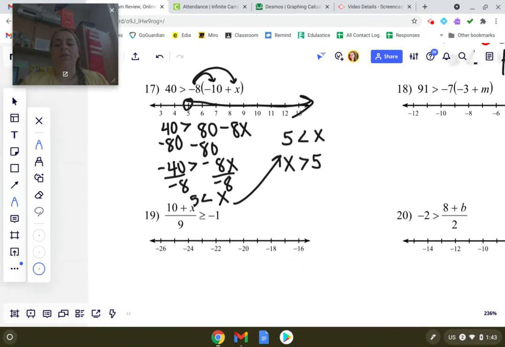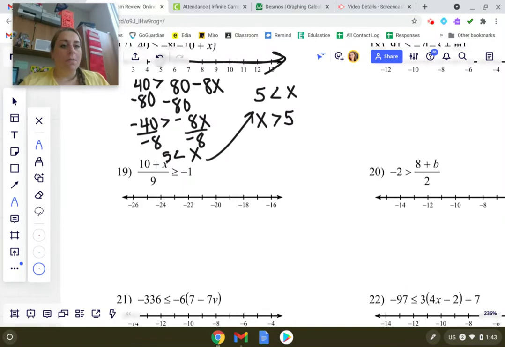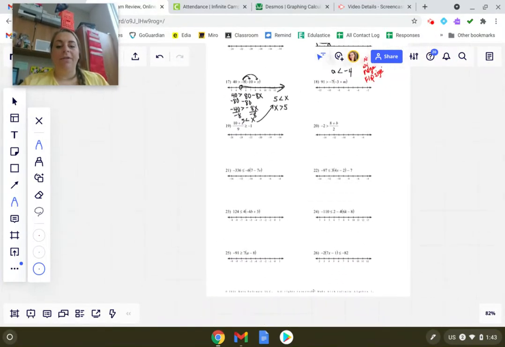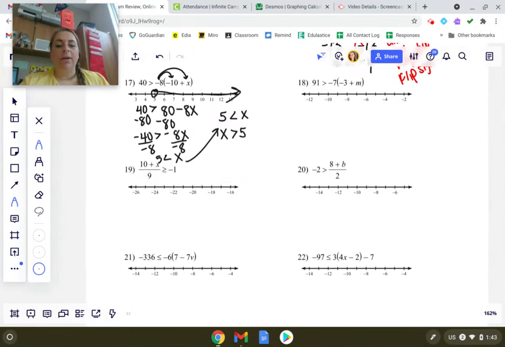So if you've got parentheses, distribute. If it's dividing, multiply first. But again, solve and then graph. If you're getting stuck, ask and then look at the key.